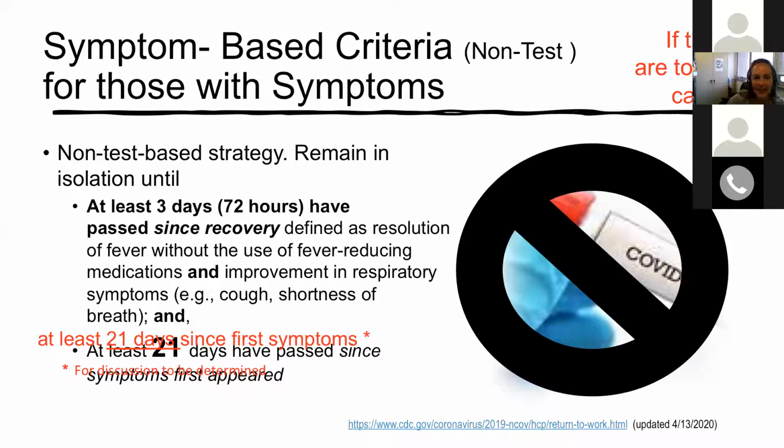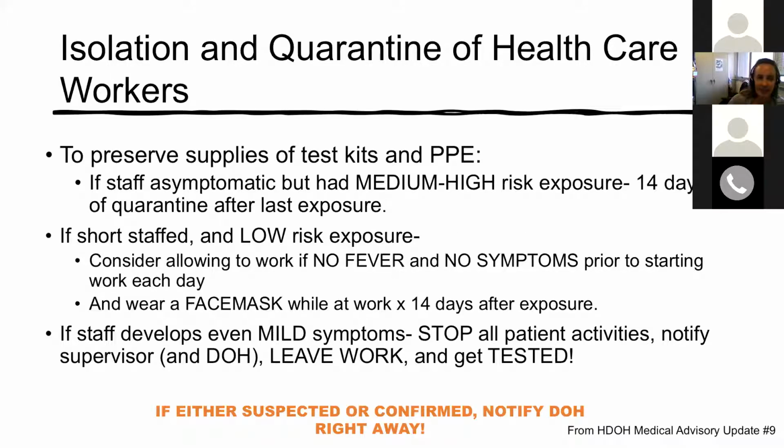Yeah, next slide. Let's keep moving on then. So switching gears a little bit to healthcare workers: isolation and quarantine of healthcare workers. For the first bullet point, if staff are asymptomatic but have had a medium or a high risk exposure, which we'll talk about in a minute, to someone with COVID-19, they must be excluded from work for 14 days since the date of their last exposure.